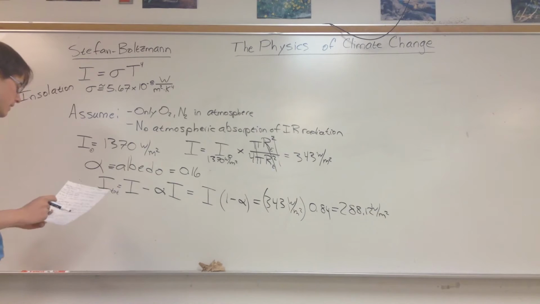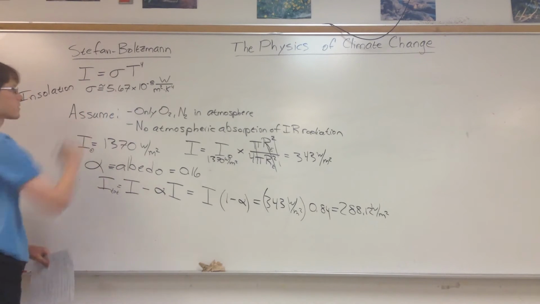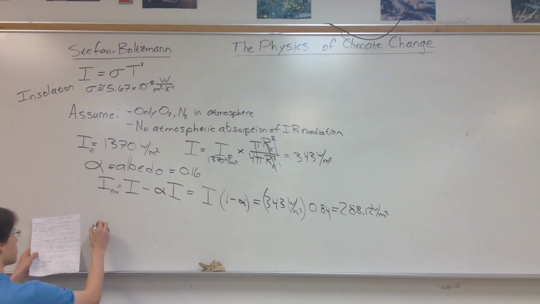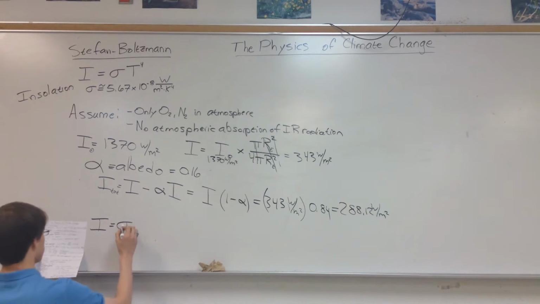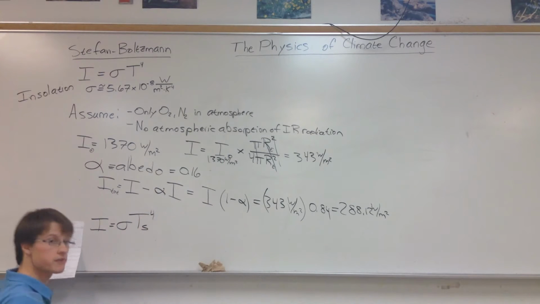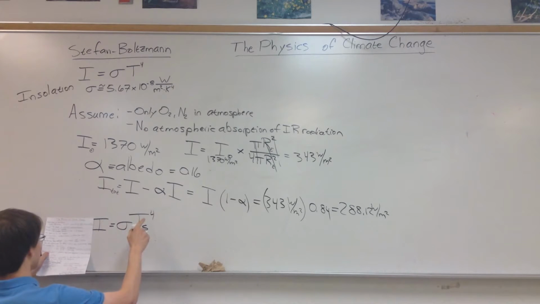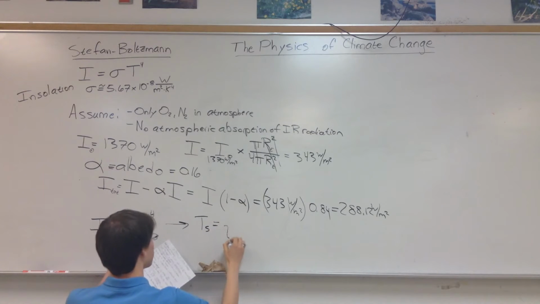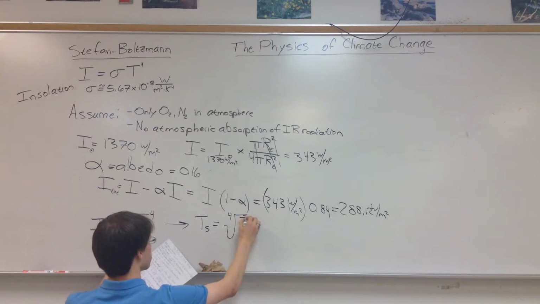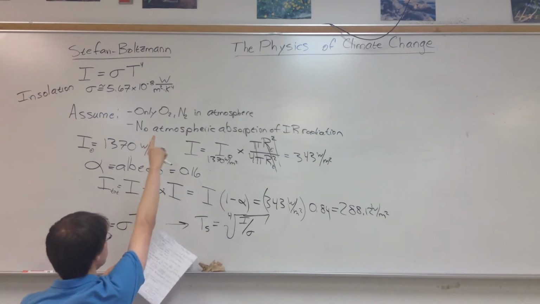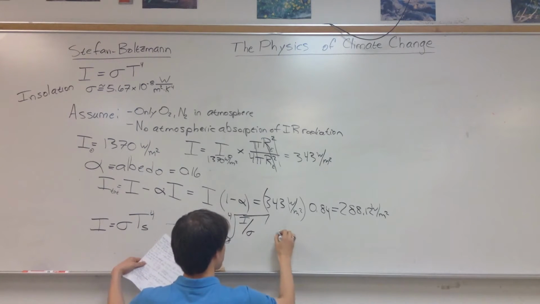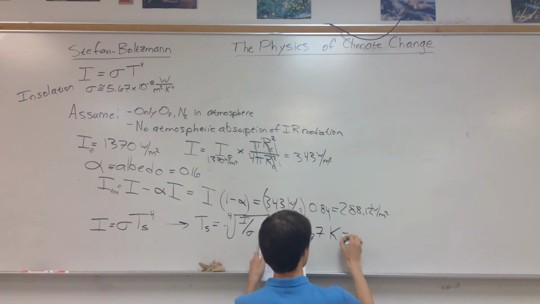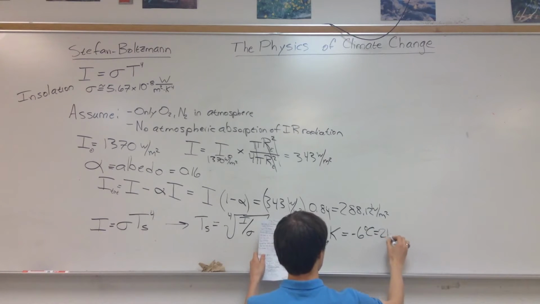So from here, we only have one more step. To calculate temperature, we're going to go back to our Stefan Boltzmann Law. It says I is equal to the Stefan Boltzmann constant times the temperature of the surface of the Earth to the 4th power. So we can solve for Ts: the temperature of the surface should be the 4th root of I over sigma. When we plug in 288 and the Stefan Boltzmann constant, we get the temperature of the Earth is equal to 267 Kelvin, which, for reference, is negative 6 degrees Celsius and 21.2 degrees Fahrenheit.